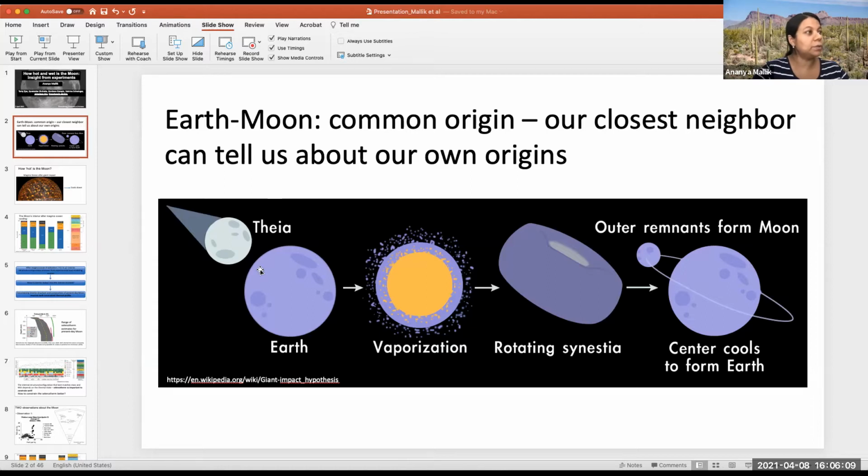As we all know, there was a Mars-sized body called Theia that hit the Earth, and then everything vaporized, and this silicate vapor formed a rotating donut, also known as a synestia. Eventually, from this silicate vapor, the moon and the Earth formed. Given that the moon and the Earth have a common origin, and the moon is our closest neighbor in the solar system, studying the moon can tell us a lot about the origins of our own planet. This is what sparked a lot of interest in lunar science.